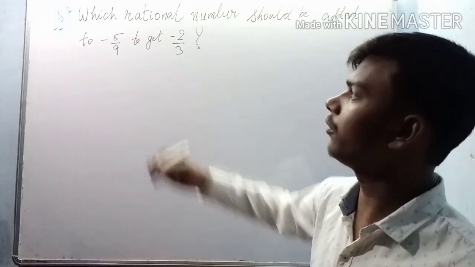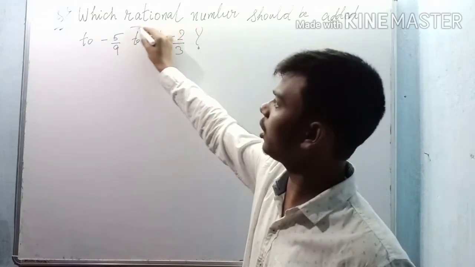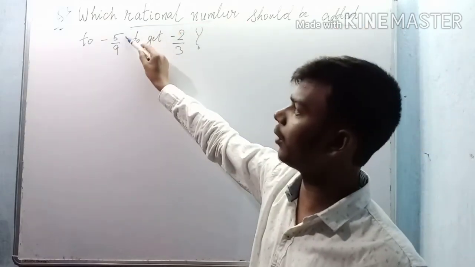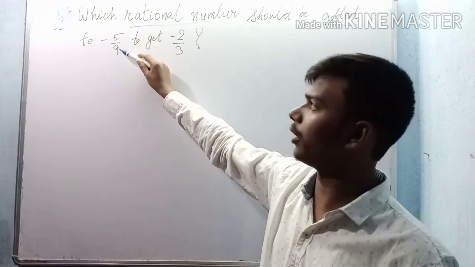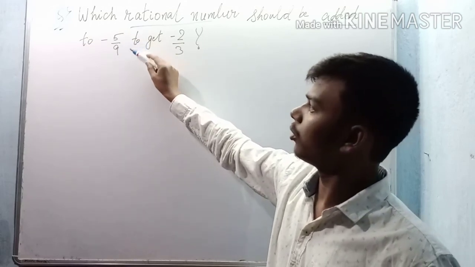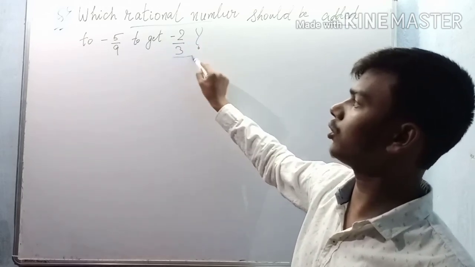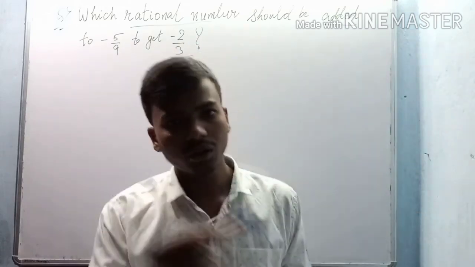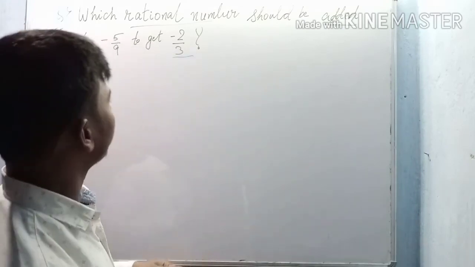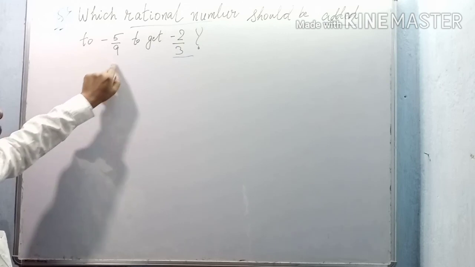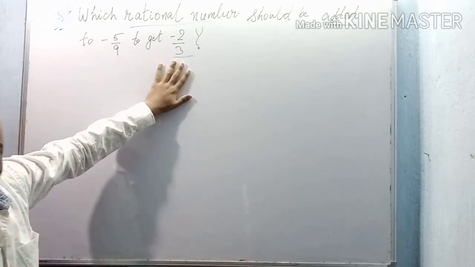The third question is saying: which rational number must be added to minus 5 by 9 to get minus 2 by 3? So the question is which rational number should be added to minus 5 by 9 to get minus 2 by 3 as the answer.